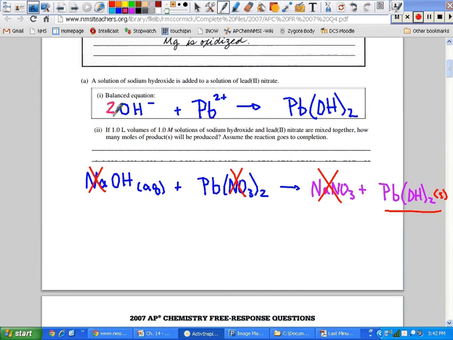All right. Now, this is where it can get a little hairy and a little scary, a little weird. The qualitative question. Some of them are really easy. Some of them are really, really difficult. If 1 liter volumes of 1 molar solution sodium hydroxide and lead nitrate are mixed together, how many moles of products will be produced? Assume the reaction goes to completion.